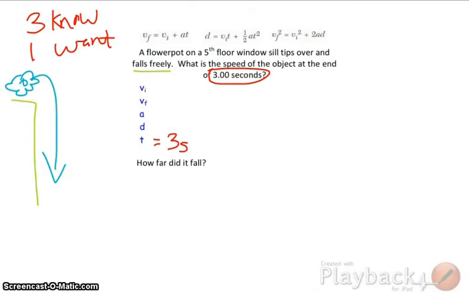So let's see, what do I want to know? What is the speed? So I'm looking for my final velocity, which means I need to know either VI, A, or D. I need to know 2 of those 3 things. Well, it falls freely, so my acceleration is negative 9.81 meters per second squared.